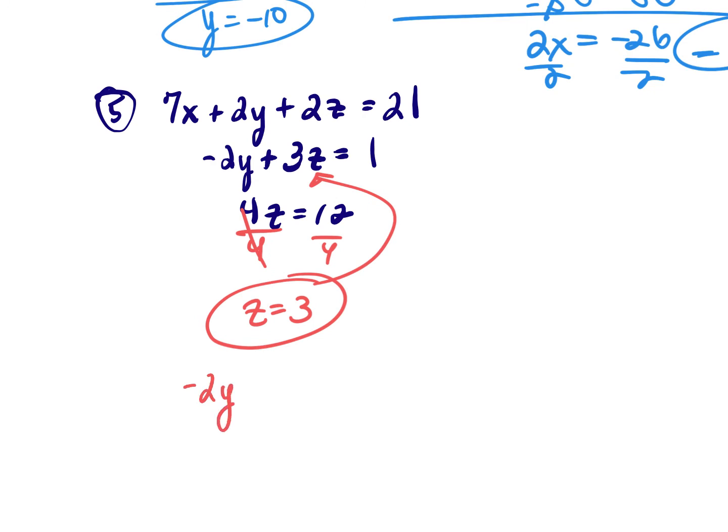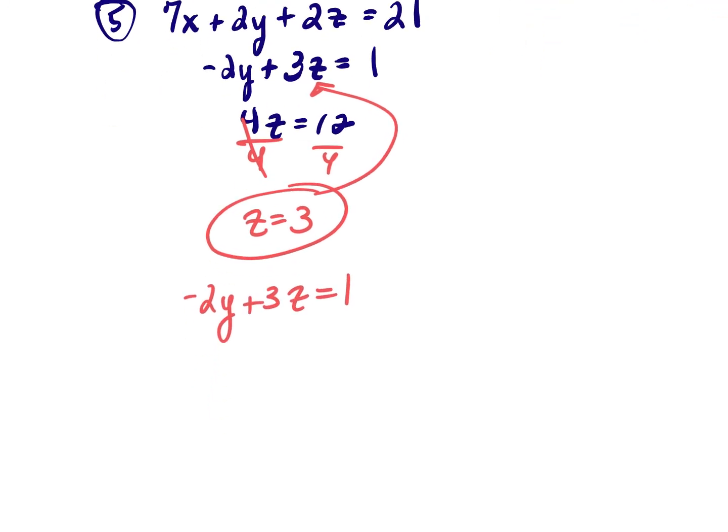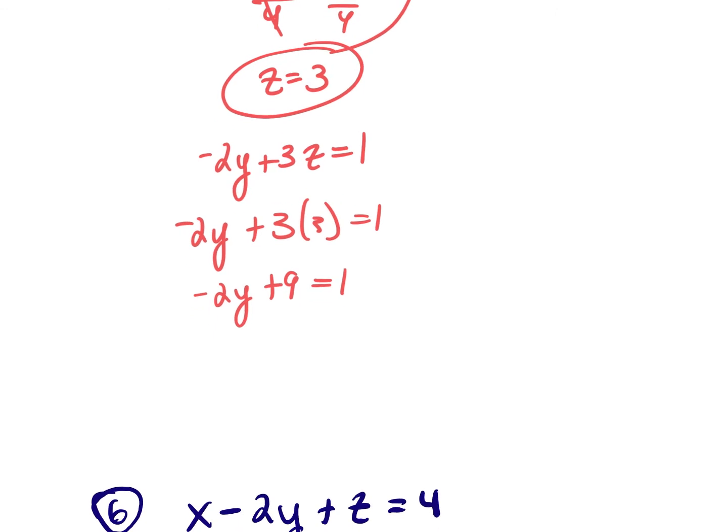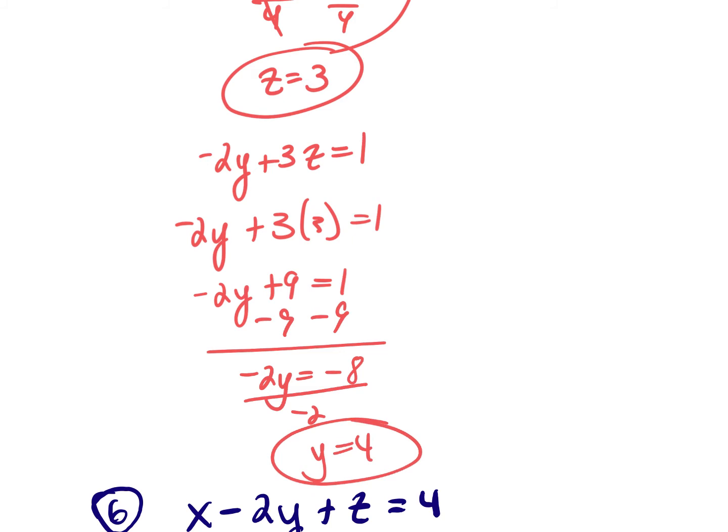Now I'm going to take that and put it right there. So I'm going to plug it into the negative 2y plus 3z equals 1 equation. Negative 2y plus 3 times 3 equals 1. Negative 2y plus 9 equals 1. Subtract 9 from both sides, correct? So negative 2y equals negative 8. What does y equal? Y equals positive 4. Good. Now I know what z and y are.